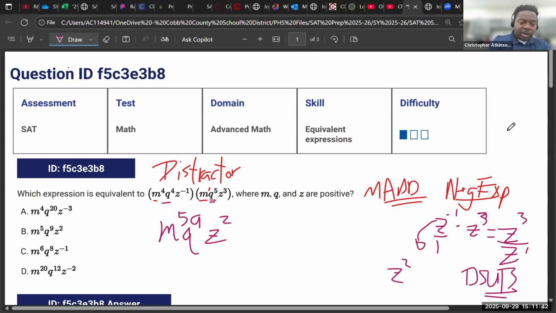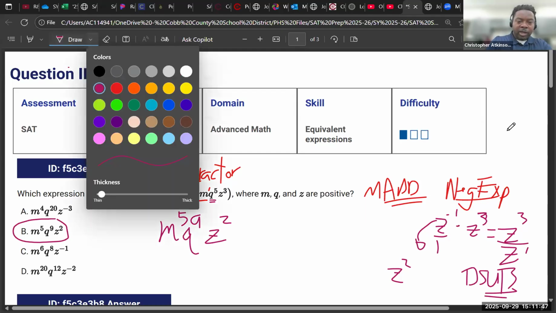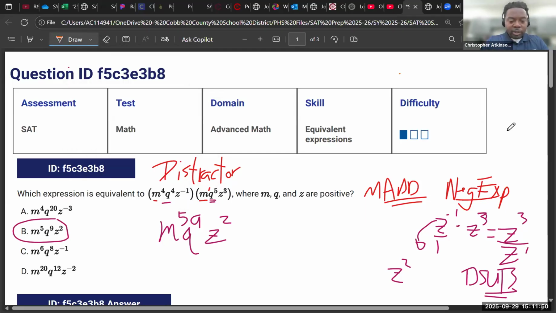So out of the answer choices, our best answer is going to be B. But now you say, okay, so where exactly is the distractor? The distractor is the answer that most people would choose if they had a good educated guess, or in this case, if they were to just multiply. By multiplying, they would say M to the fourth times M to the first is M to the fourth. It looks like it's starting to lead here. They will also say that Q to the fourth times Q to the fifth becomes Q to the 20th, and then Z to the -1 times Z to the third becomes Z to the -3.